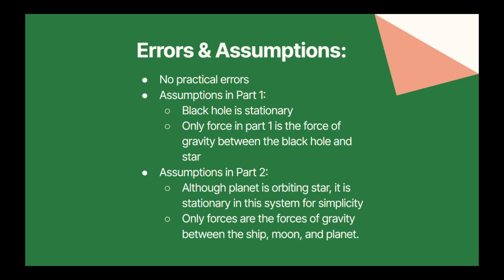Since this lab was completely computational and mathematical, there were no errors. However, we did make some assumptions. For part 1, we assumed that the black hole was stationary and that the only force present was the force of attraction due to gravity between the black hole and the star. In part 2, we assumed that the planet was stationary, although we initially said that it was supposed to be orbiting the star. And we also assumed that the only forces present were the forces of attraction due to gravity between the ship, the moon, and the planet.